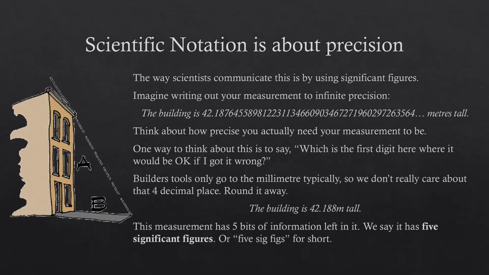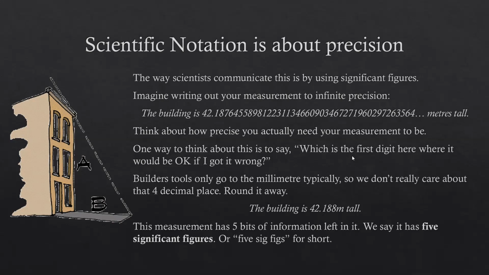So let's say we're measuring, we want a building to be a certain height, and I'm the engineer, and I say, what I really want is for this building to be 42.1876455898812234609033467299267196027263564 meters tall. All right. And then, as a scientist, as an engineer, as a builder, you take a step back and you say, of that, how much do I really need? Like, how much do I really need to keep of all of this?